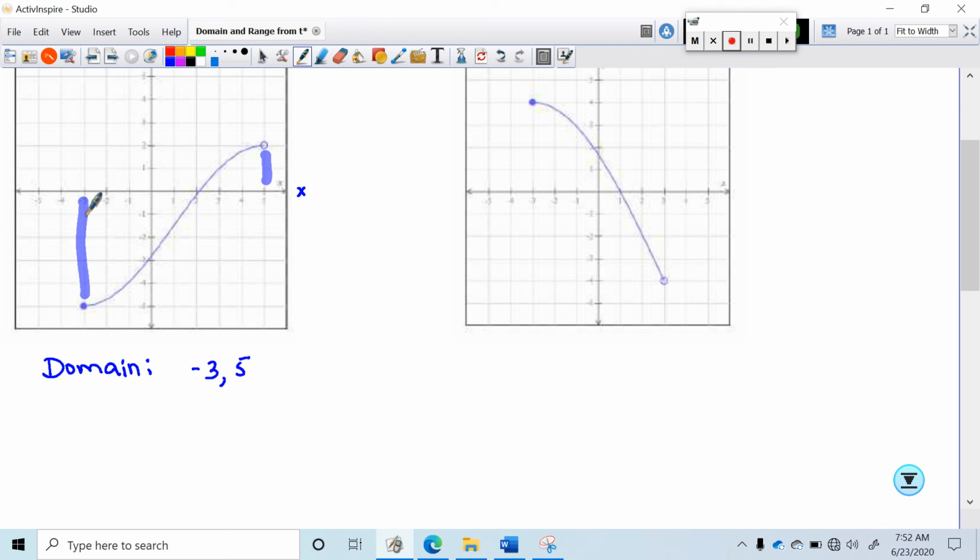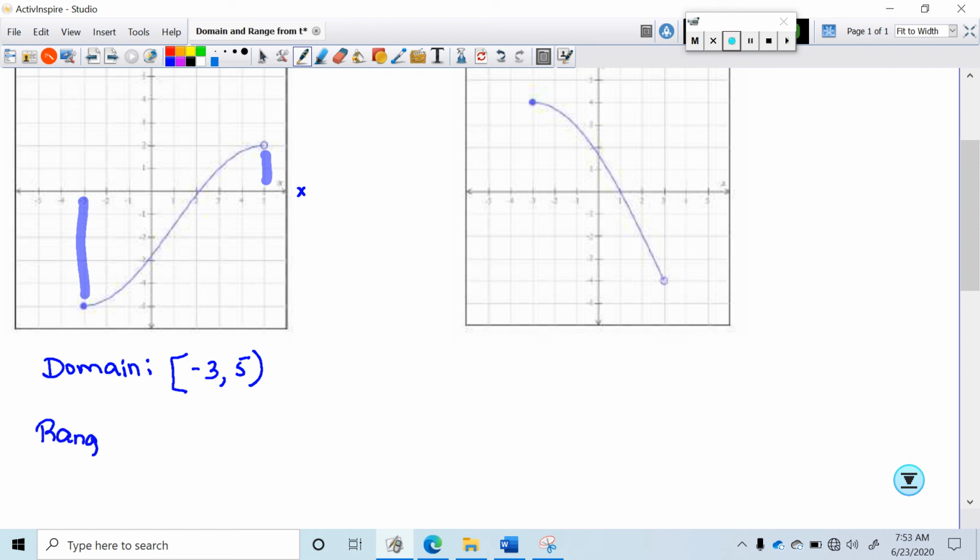Now the interval notation, for each one of those, you want to look and see if the dot is colored in or not. The first one's colored in. If it's colored in, you use a bracket. The next one, not colored in. If it's not colored in, you use a parentheses. So even though it looks strange, that's the answer for the domain.